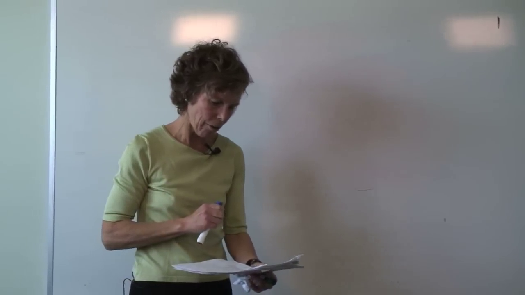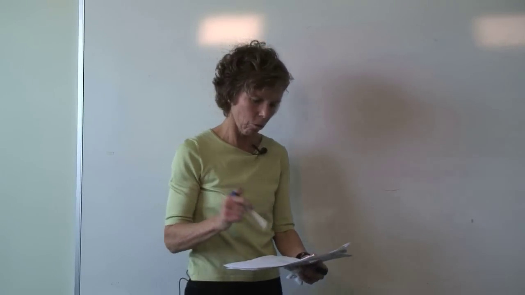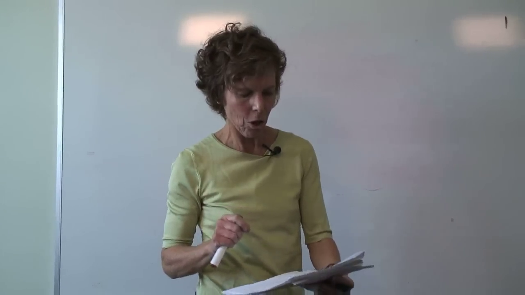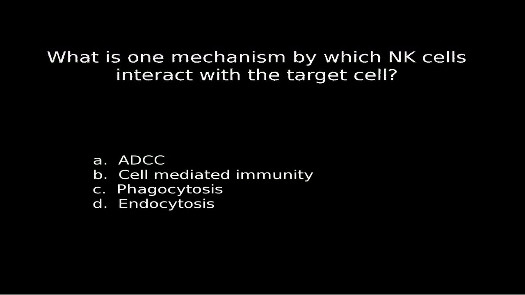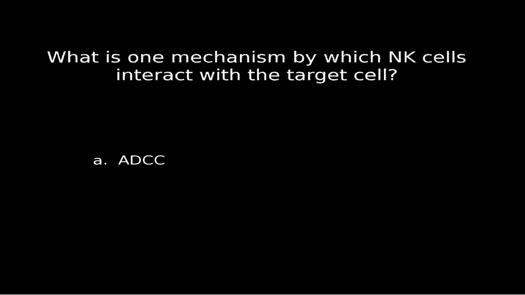Okay, so what's the other aspect? Or let's go through this question first. What is one mechanism by which NK cells interact with the target cell, which is what I just said. A is ADCC. B is cell-mediated immunity. No, that's T cells. C, phagocytosis. They're not a phagocytic cell. And D, endocytosis. They do not endocytose, okay?